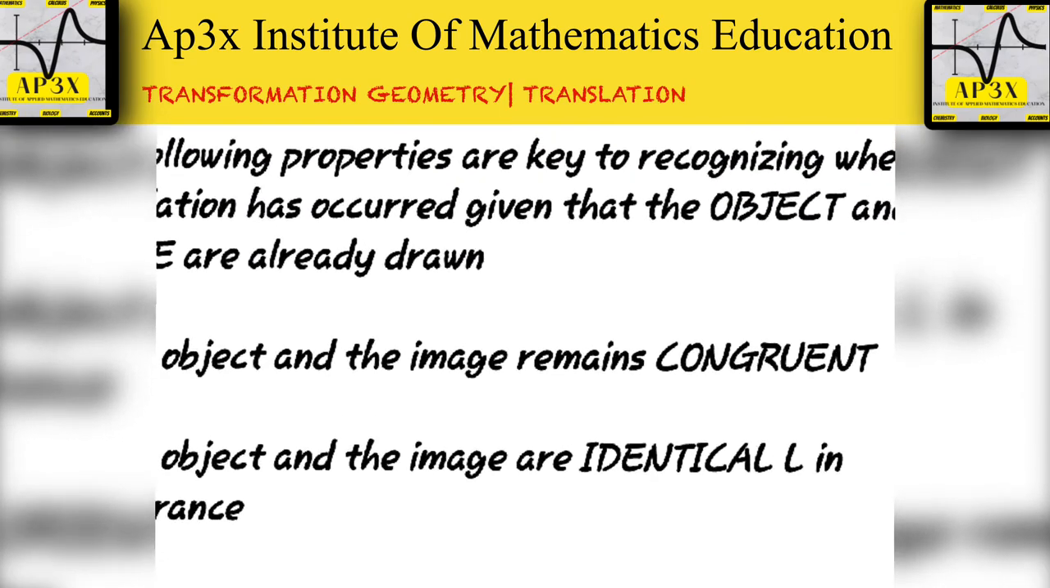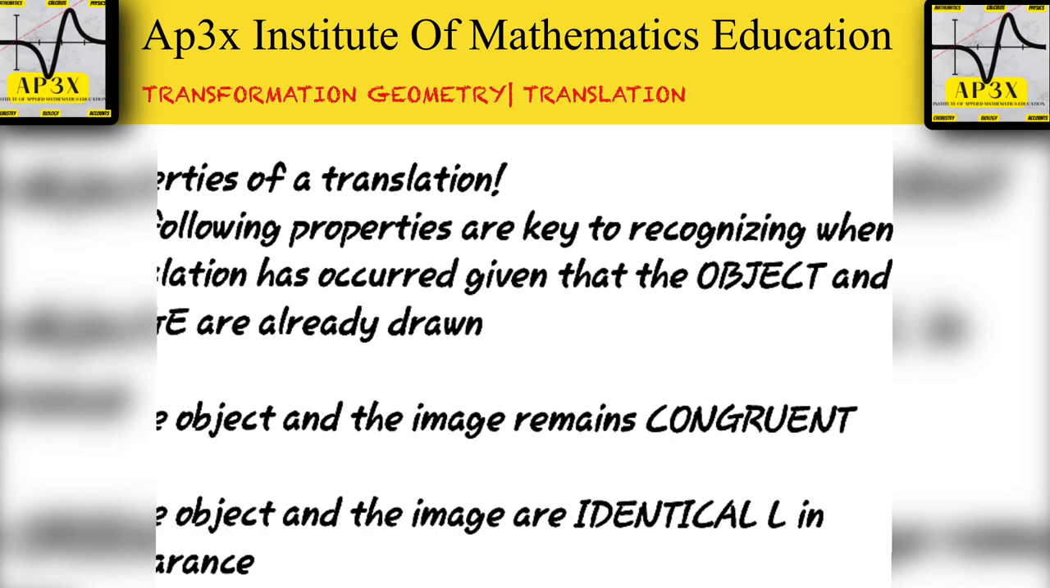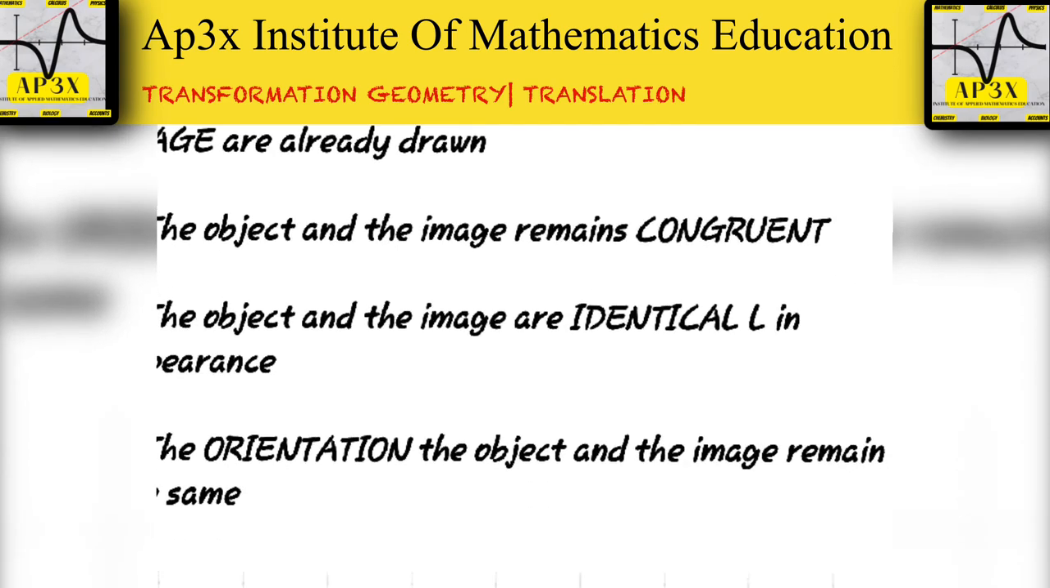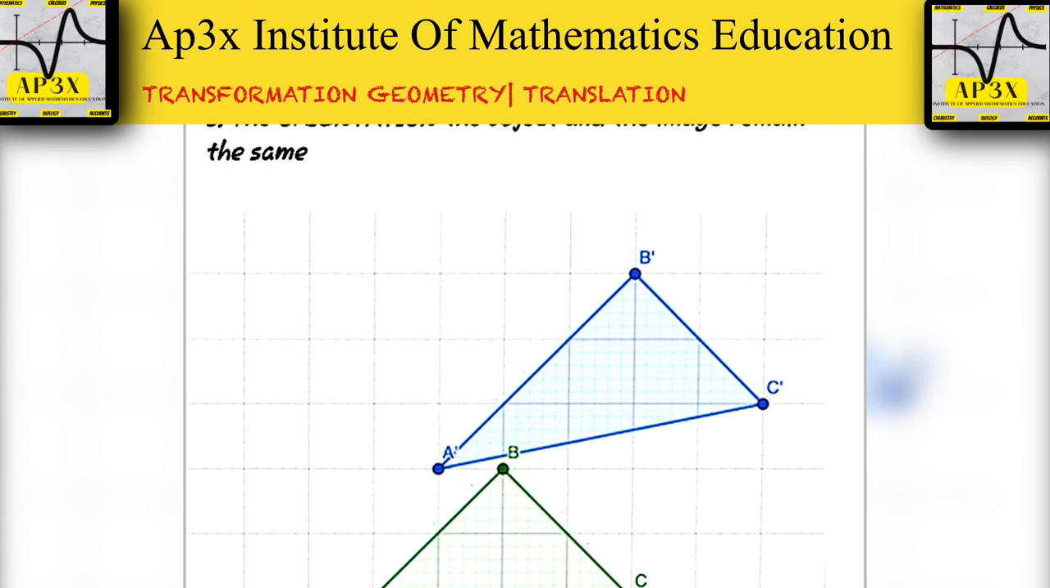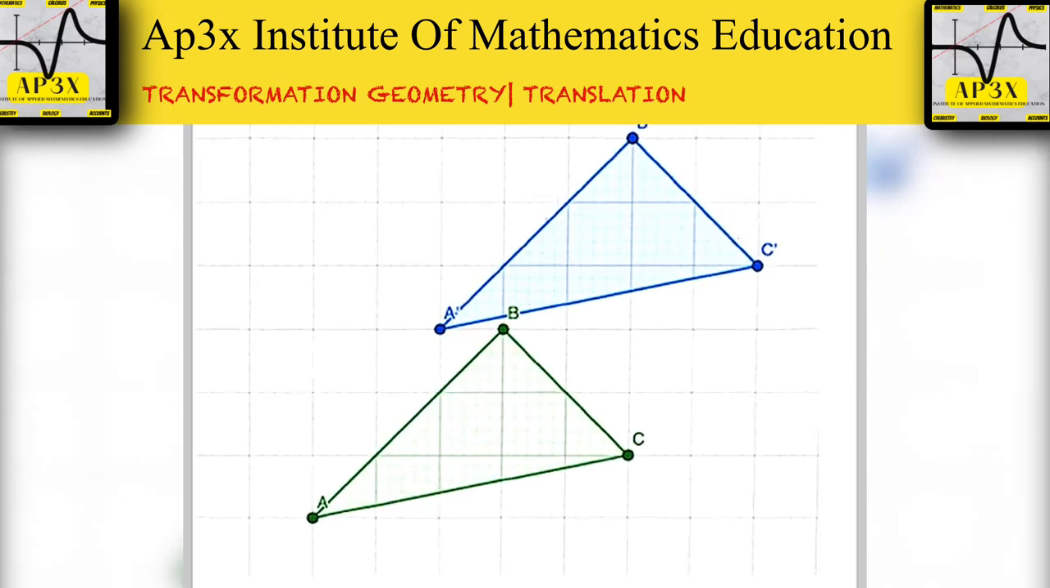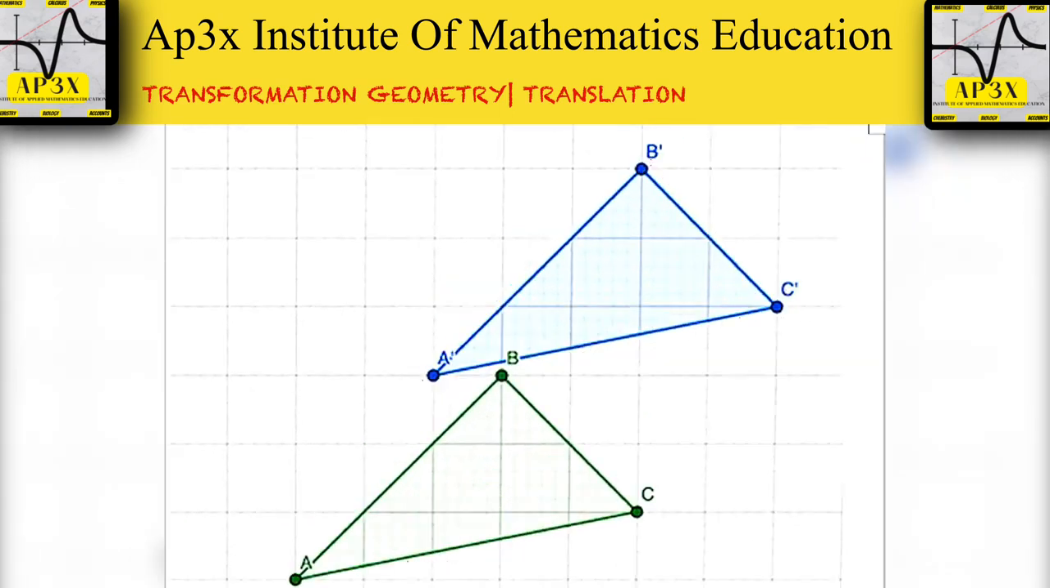Now, one of the challenges that many students have is identifying a translation when the object and the image are already drawn for you. So what happens if, say for example, you go on an exam paper or you're doing a practice question, and on screen, as you're seeing here, we have a green triangle that was pre-plotted for you. It doesn't have a specific location because right here, there is no indication of where the origin is.